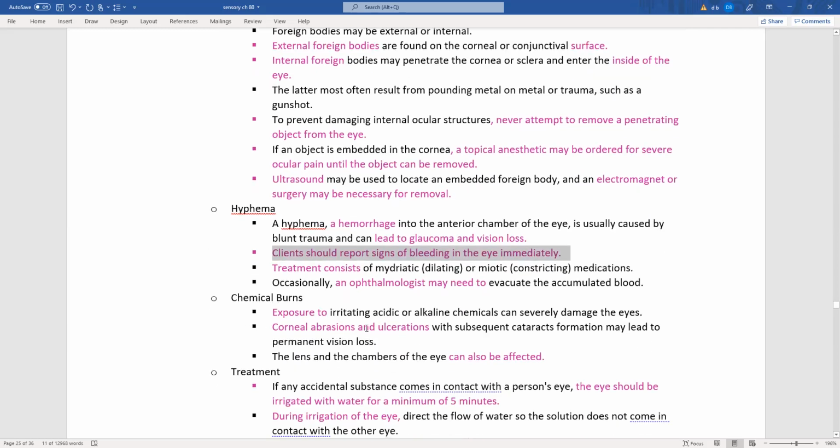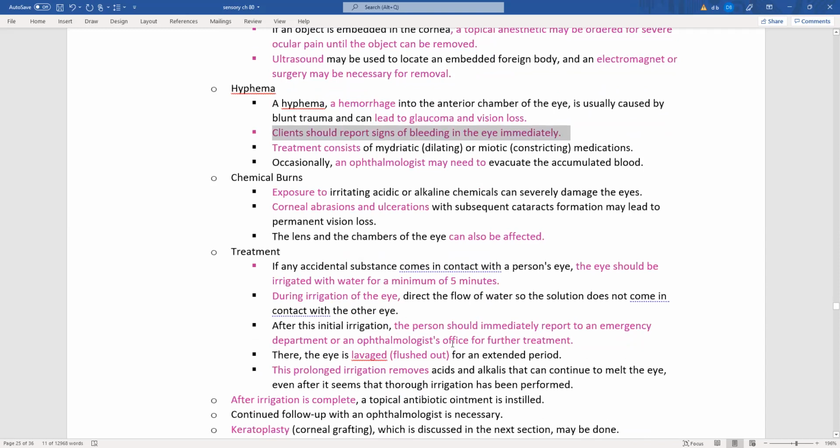Chemical burns. Exposure to irritating acids or alkaline chemicals can severely damage the eyes. Corneal abrasion and ulcerations with subsequent cataract formation may lead to permanent vision loss. The lens and the chambers of the eyes can also be affected. So, how are we going to treat all this?